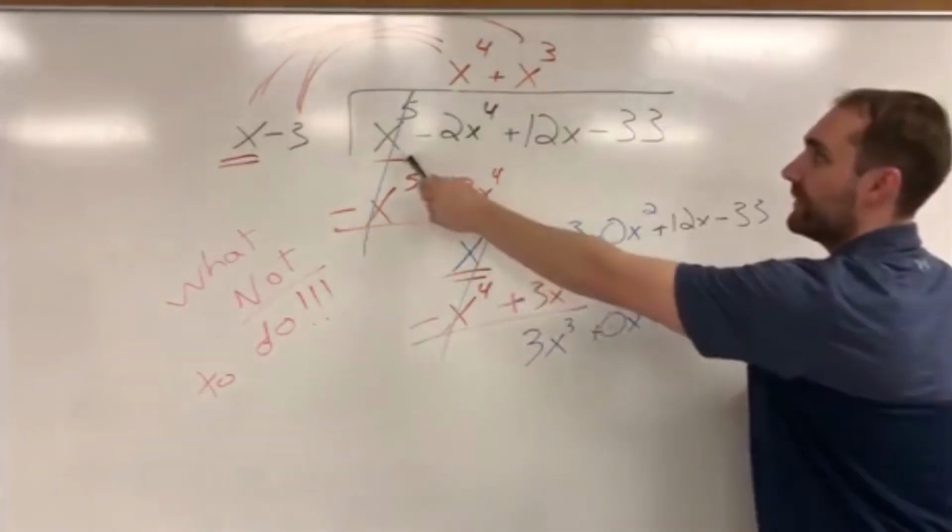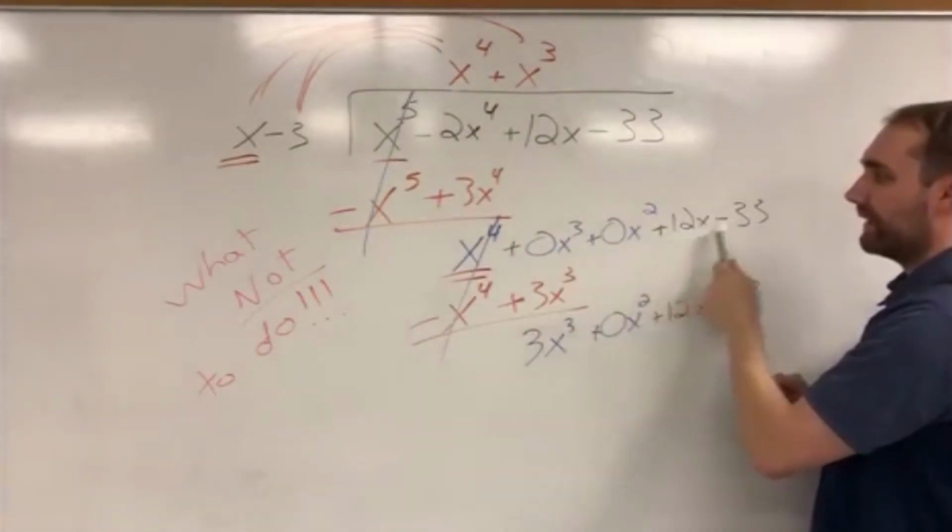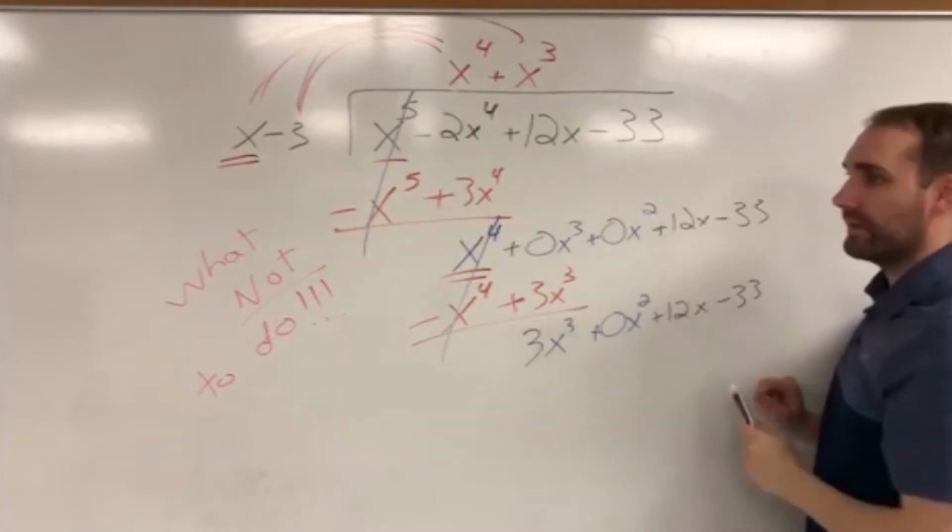So always make sure everything's in order. 5, 4, 3, 2, 1, 0. And make sure everything's there. Make sure you're not skipping any exponents.